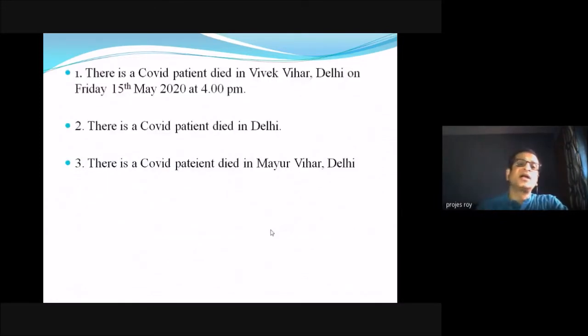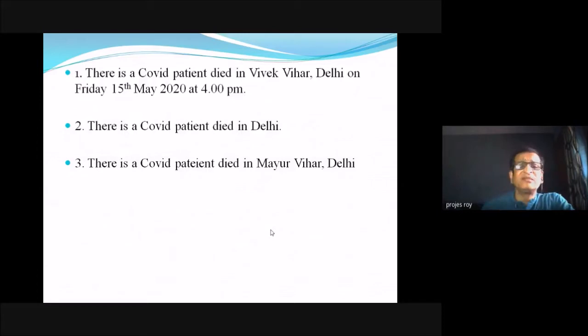Now look at the important aspects here. Three statements are there. There is a COVID patient died in Vivek Vihar, Delhi on Friday, 15th May 2020 at 4 p.m. This is one sentence. Another sentence: there is a COVID patient died in Delhi. Third: there is a COVID patient died in Mayur Vihar in Delhi. Now, out of these, you could understand the third one. Here you can see the information is there, but it is specific to a particular area.